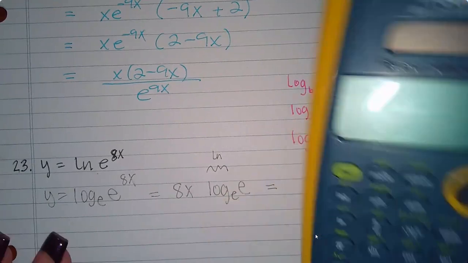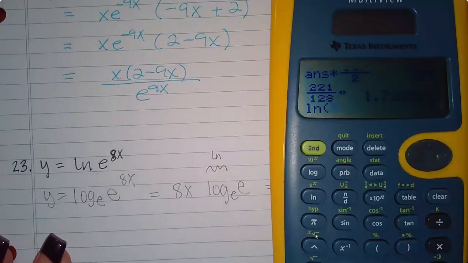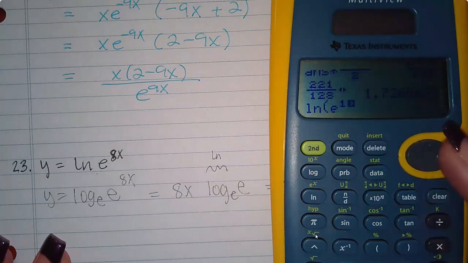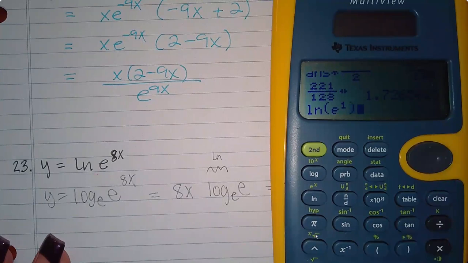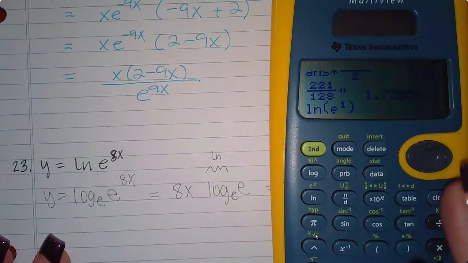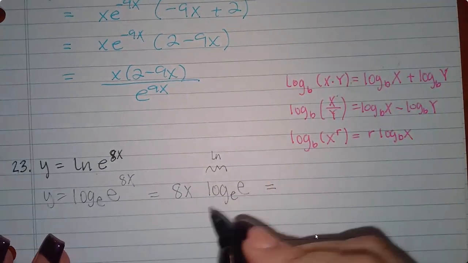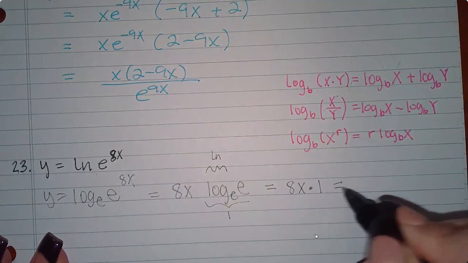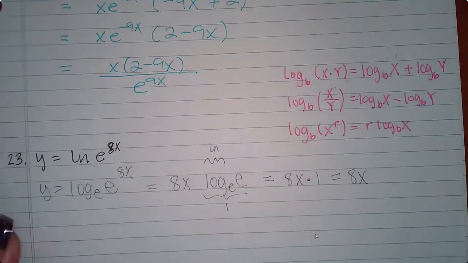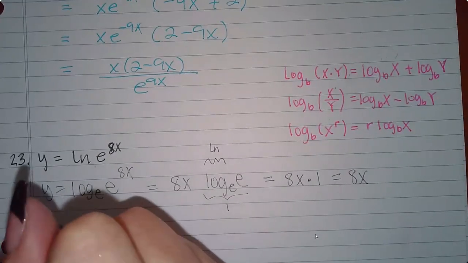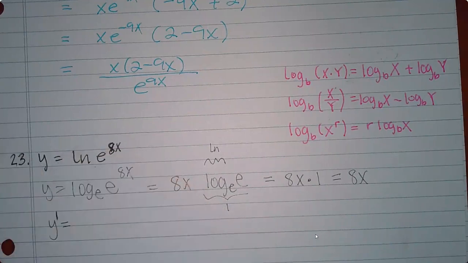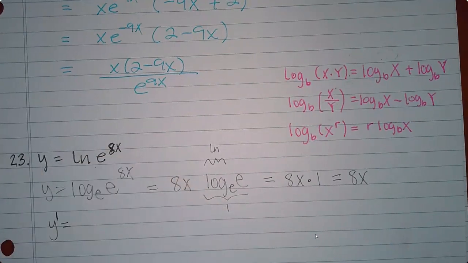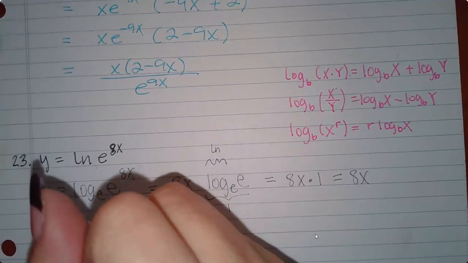It is 1, right? If I do ln of e, it wants a power. If I just want e, it's going to be a 1 power. And you just get 1. Okay. So this right here is just 1, which means I have 8x times 1, which is just 8x. So really, there's not anything crazy happening here. What's the derivative of 8x? It's just 8.